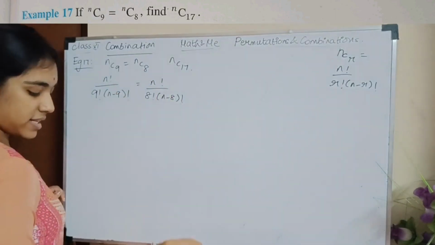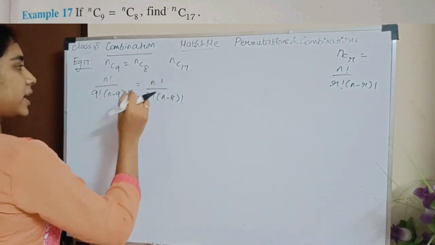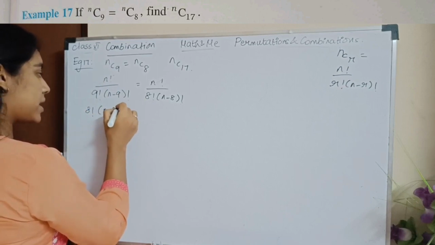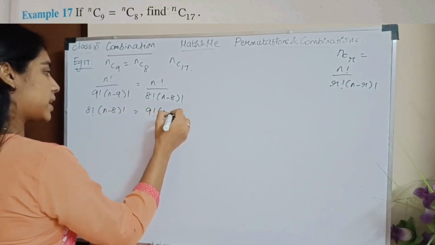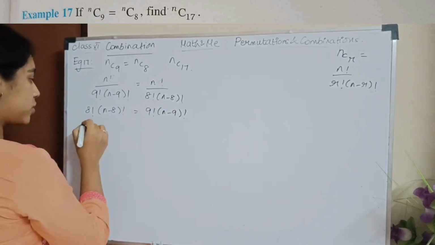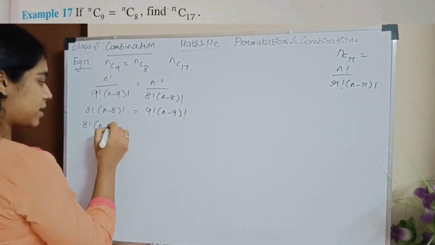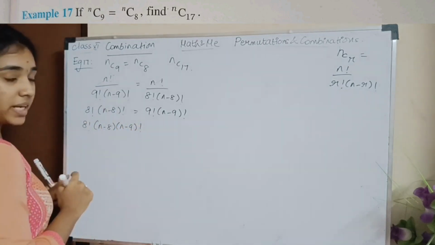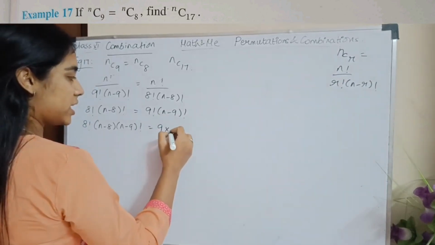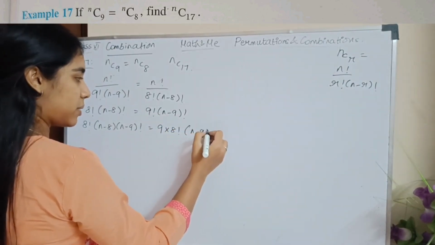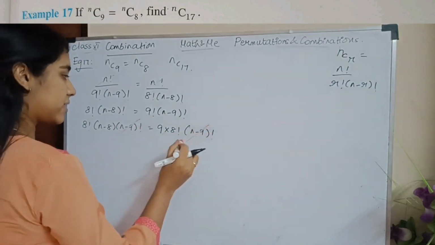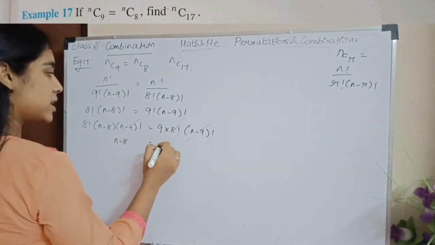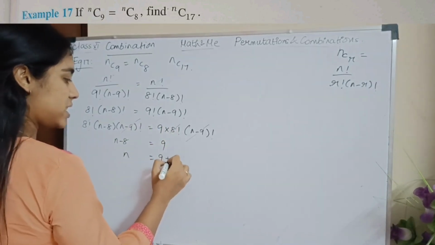Now n and n will get cancelled. So cross multiply: 8 factorial times n minus 8 factorial equals 9 factorial times n minus 9 factorial. Now we can keep 8 factorial as it is. n minus 8 times n minus 9 the whole factorial. n minus 8 minus 1 gives n minus 9 factorial, times 9 into 8 factorial times n minus 9 the whole factorial. So this and this will get cancelled. 8 factorial cancels. So I'll have n minus 8 equals 9. n equals 9 plus 8, which is 17.